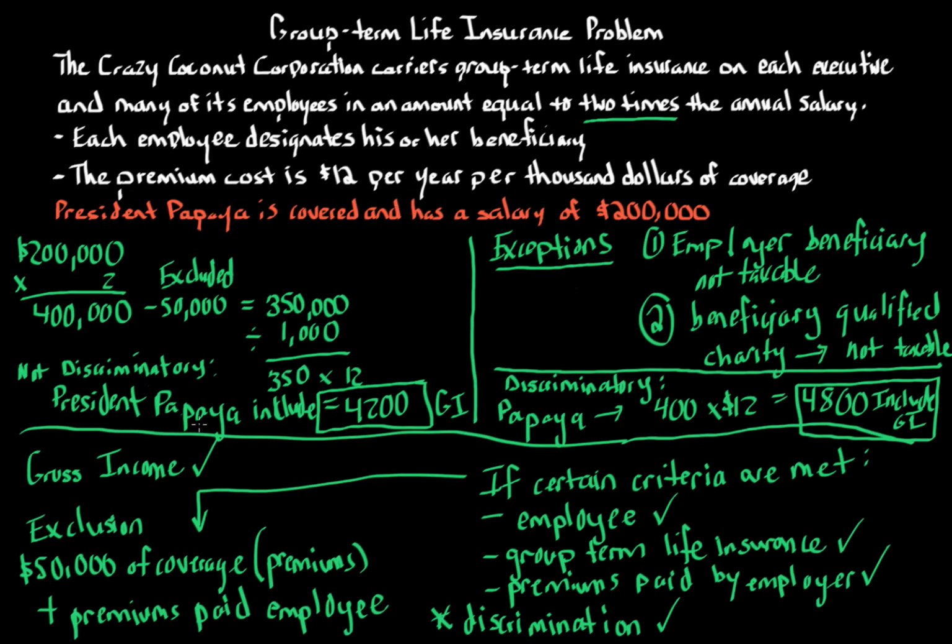So if this special rule of $50,000 does apply, which is what we went through from the beginning, President Papaya has to include $4,200. If the $50,000 does not take place here, the special rule does not apply, the $50,000 benefit is not given, then President Papaya has to include $4,800, which is the full cost of the full coverage. All right.